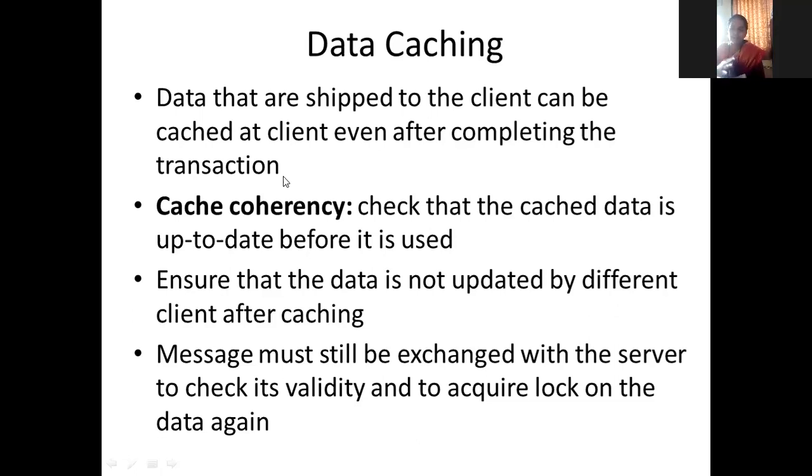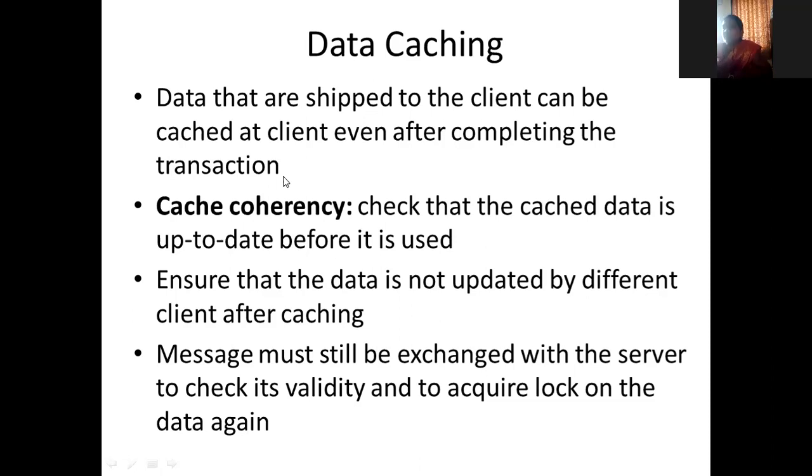As we saw earlier with the query cache, the same query can be executed multiple times, so at that time the query is stored in the cache. Similarly, the same type of data can be required by that client multiple times. So after executing that query, the data are shifted to the client cache and stored in the client's cache memory. The data shifted to the client can be cached at the client even after completing the transaction.